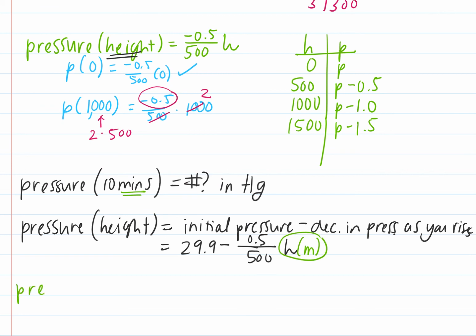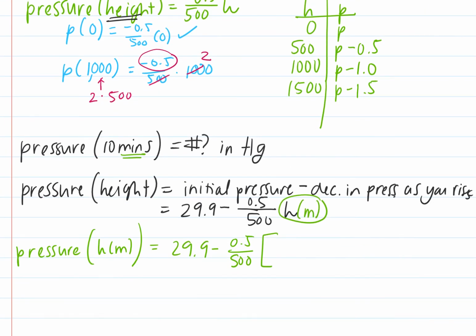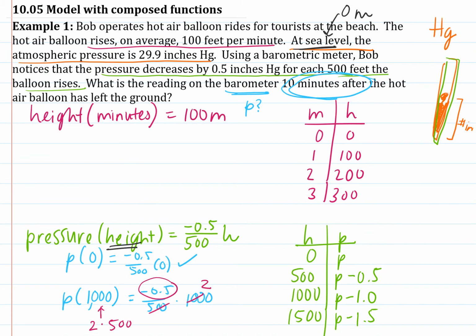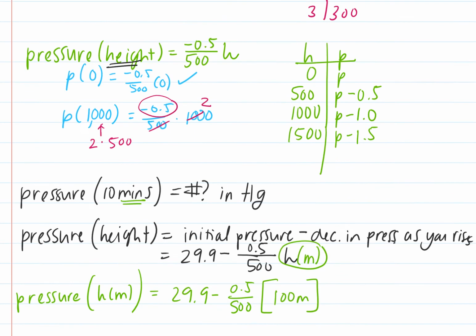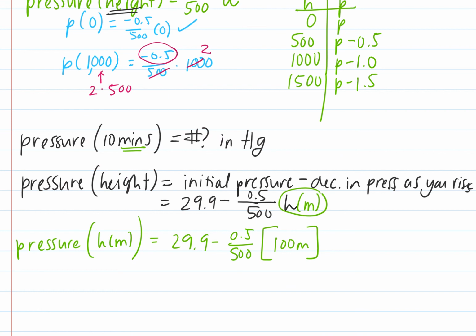The pressure in terms of minutes, well, we're going to have to substitute H of M. It's going to be 29.9 minus 0.5 over 500. Instead of just writing H, we can put 100 M, because we know the height in terms of minutes is 100 times the number of minutes. And so now we have a function P in terms of M. So now we can substitute. What we wanted was what's the pressure after 10 minutes?